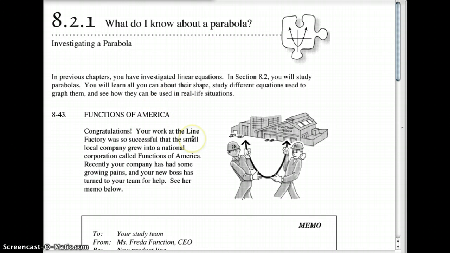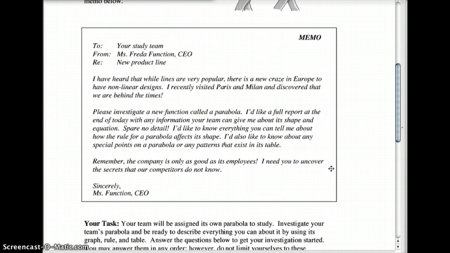Congratulations, your work at the line factory was so successful that the small local company grew into a national corporation called Functions of America. Recently, your company has had some growing pains, and your new boss has turned to your team for help. See the memo below. Here's the memo from your boss.